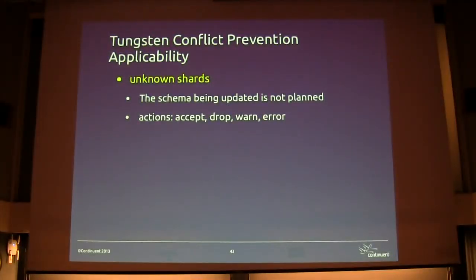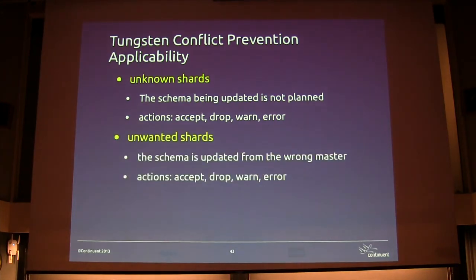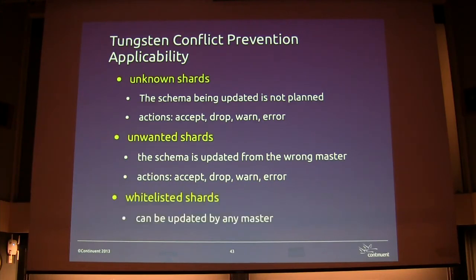How can we define these rules? We can define rules for unknown shards. So we can say, whenever we see something that does not belong to the rules, we have not defined anything for it, then you can accept, drop, warn, or issue an error. We can have unwanted shards. So we define everything, but we see the wrong shard being updated by a given server. So if the server that is not authorized is updating vehicles instead of personnel, we apply these rules.